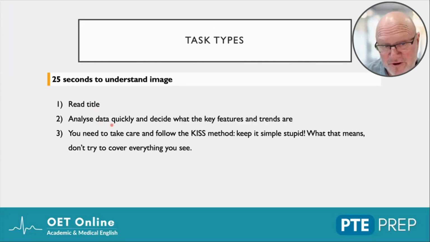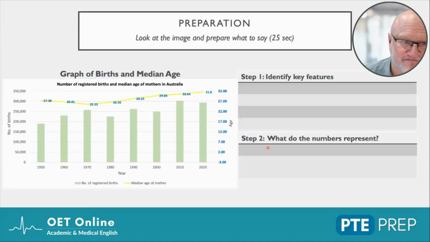Look at the data, you don't have long. You will be thinking on your feet as you go, but try to decide what the key features are and what the trends are, increases, decreases, stability, and so forth. You need to be a little bit careful here and follow what we call the KISS method. It's not romantic. It simply means keep it simple, stupid. In other words, don't try to cover everything that you see. You won't be able to complete it in the 40 seconds, and you won't be able to summarize the overall trends. Okay, let's break it down and do a little bit of work on the language.